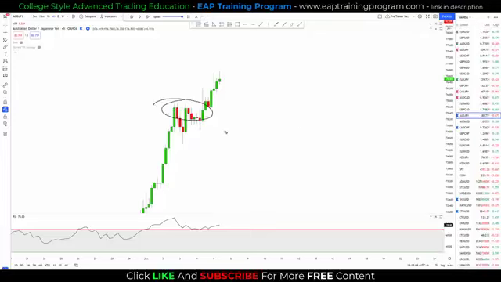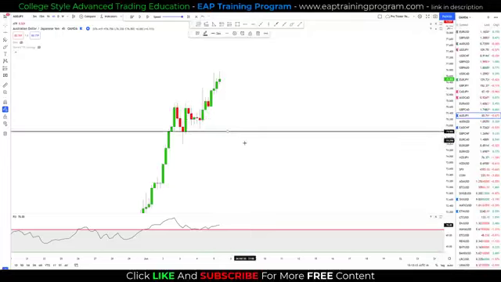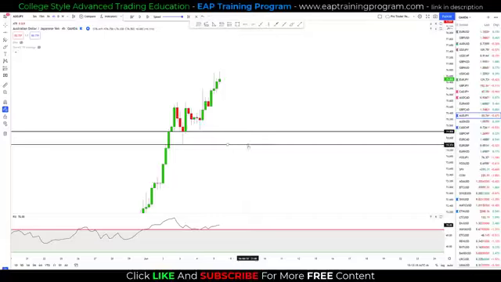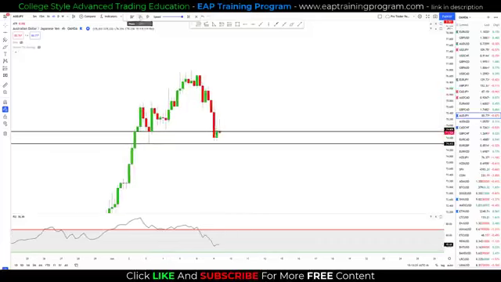It's right here. What's the next step we're looking for? We want a test of this area here, the bottom part of our first shoulder. We need price to come down and test that. Does it? Yes, it does.